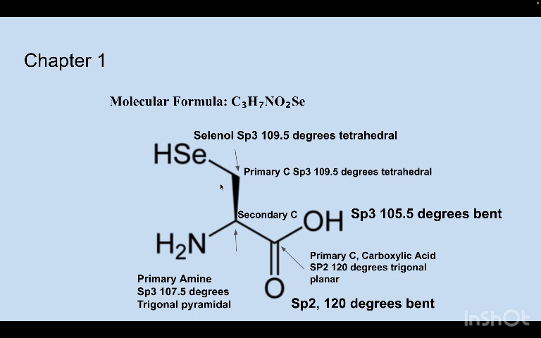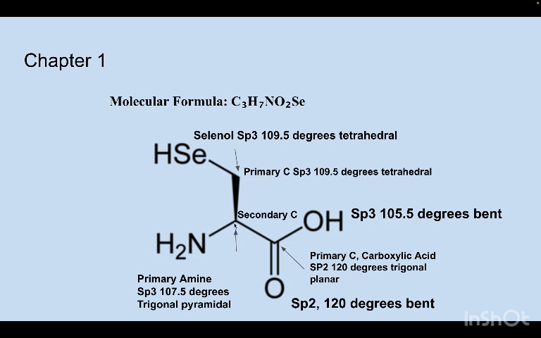Then for the seleno group, we have sp3. It has a single bond to the C, a single bond to the H, and it has two lone pairs, one on top of the Se and one below the Se. So we then have a secondary carbon, which is the chiral carbon. It's connected to one carbon on top of it, and a second carbon right below it to the right. Now right here, we have a primary amine because it is connected to one carbon.